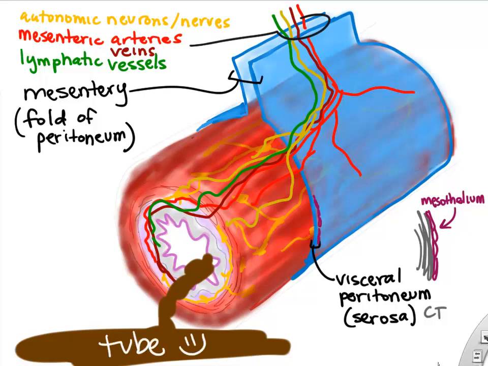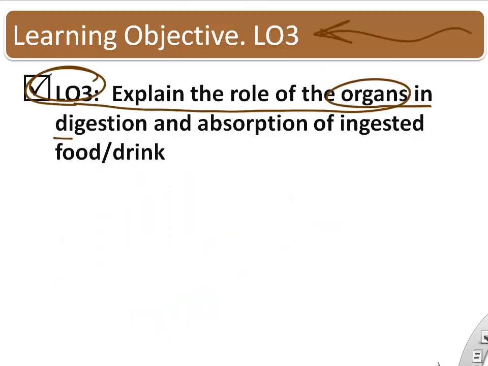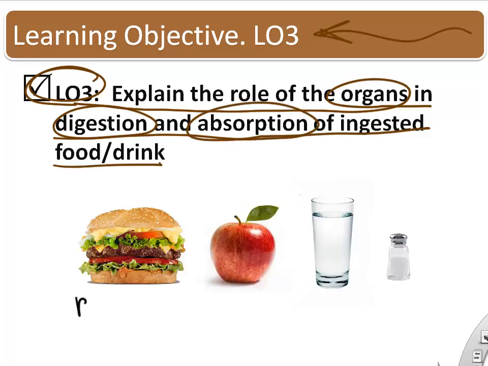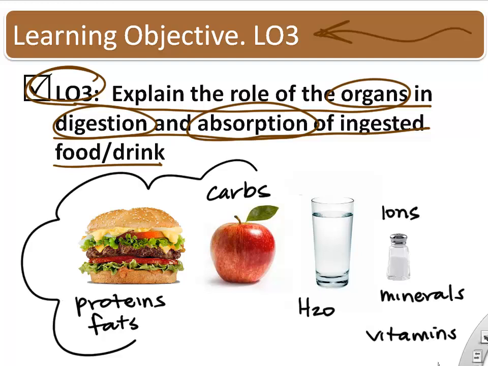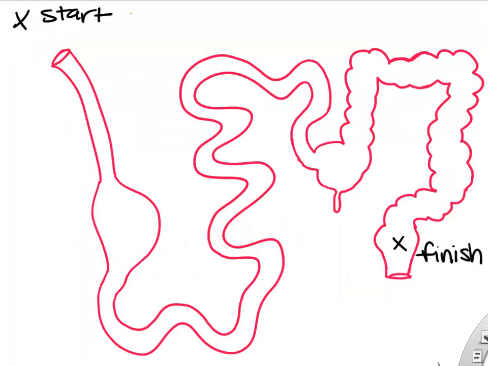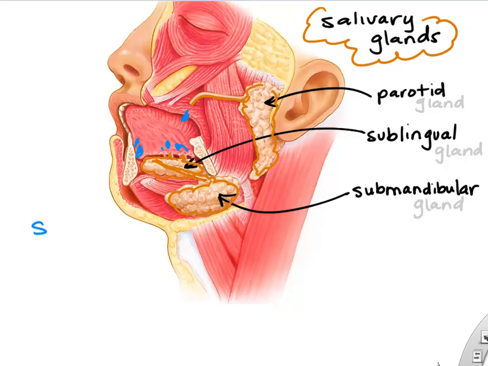All right, and that's pretty much the tube, including the esophagus, the stomach, the small intestine, and even the large intestine. Next, we want to explain the role of each of the organs in digestion and absorption of our foods. Remember, our food are things like fats and proteins, carbs, water, ions, minerals, and vitamins. So we start our journey off in the mouth, and the main thing helping for digestion is going to be the salivary glands. And the salivary glands, we have the parotid gland, the sublingual gland, and the submandibular gland shown here.